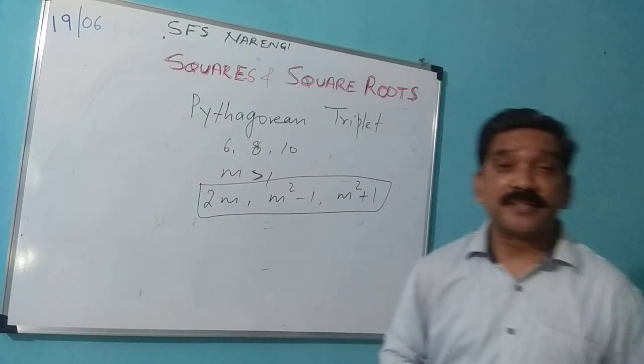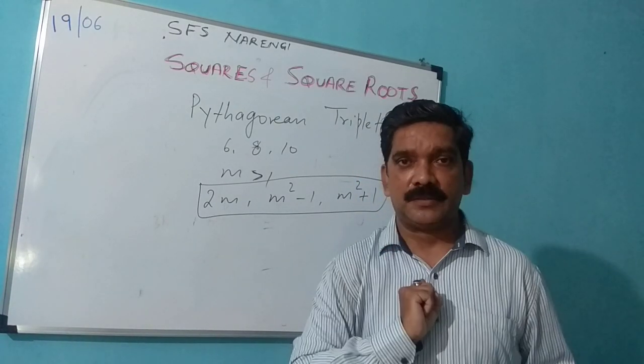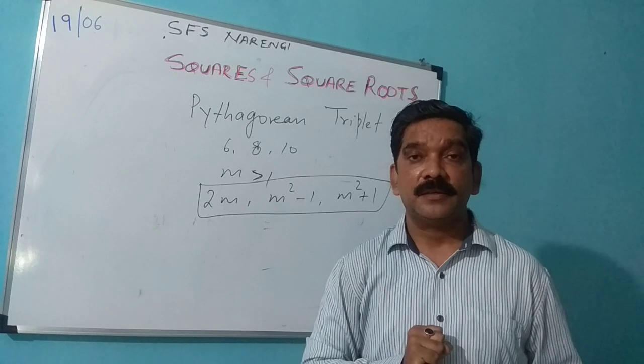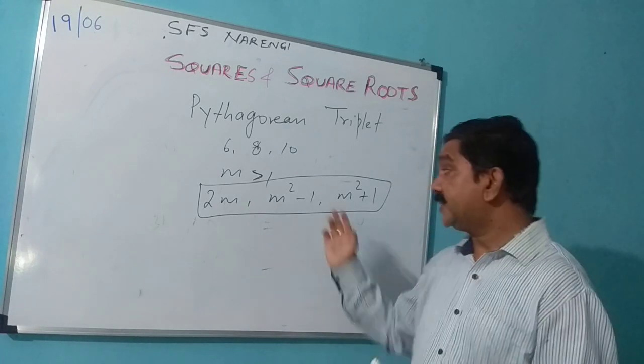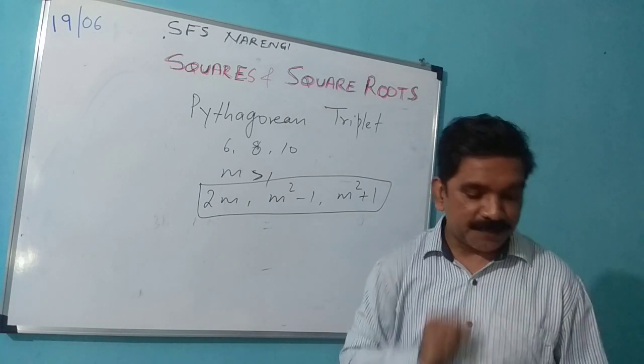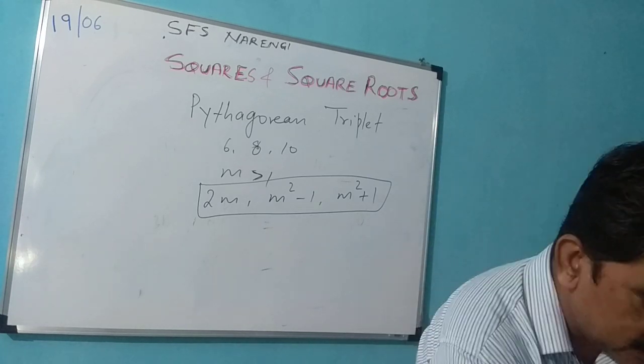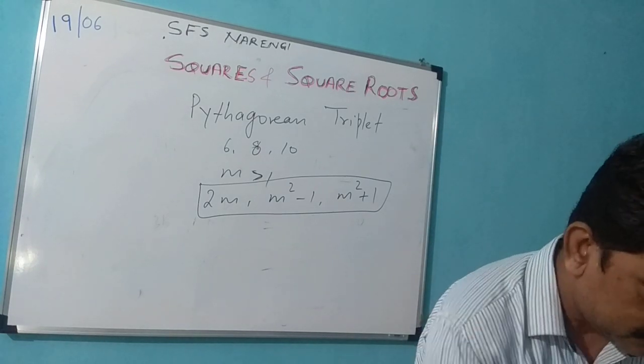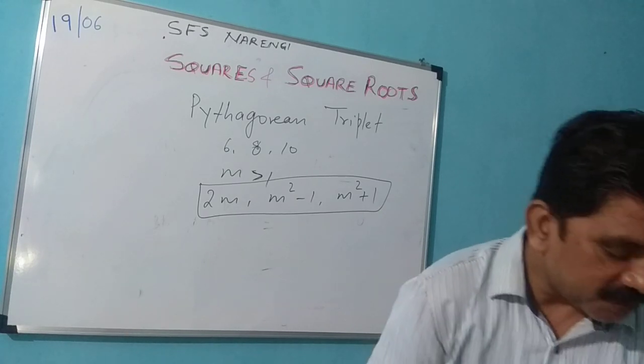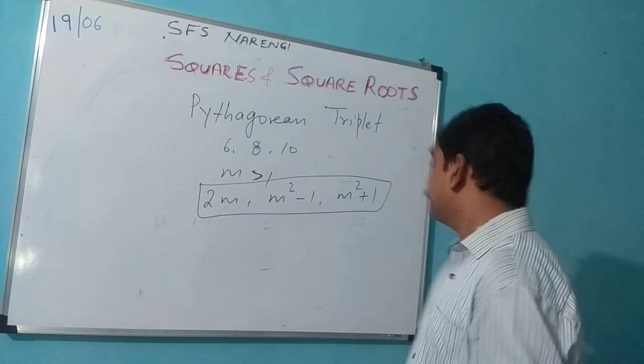The question will be like this. They will be giving you one member or one number and you have to find out the rest too. Let me take one question here from the book. Here the question number 2, exercise 6.2.